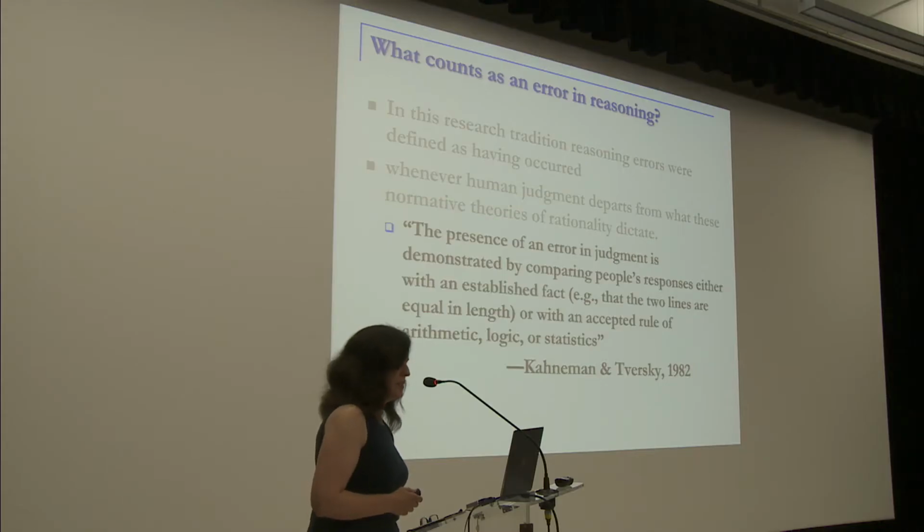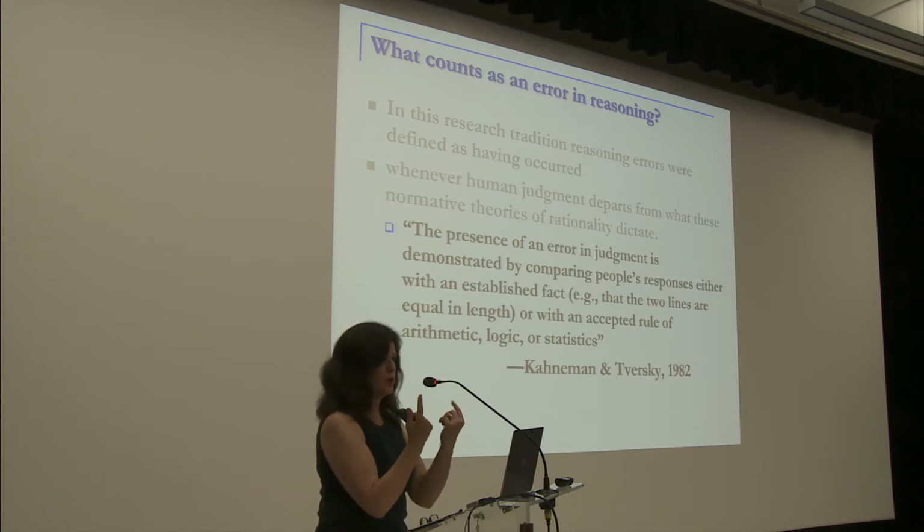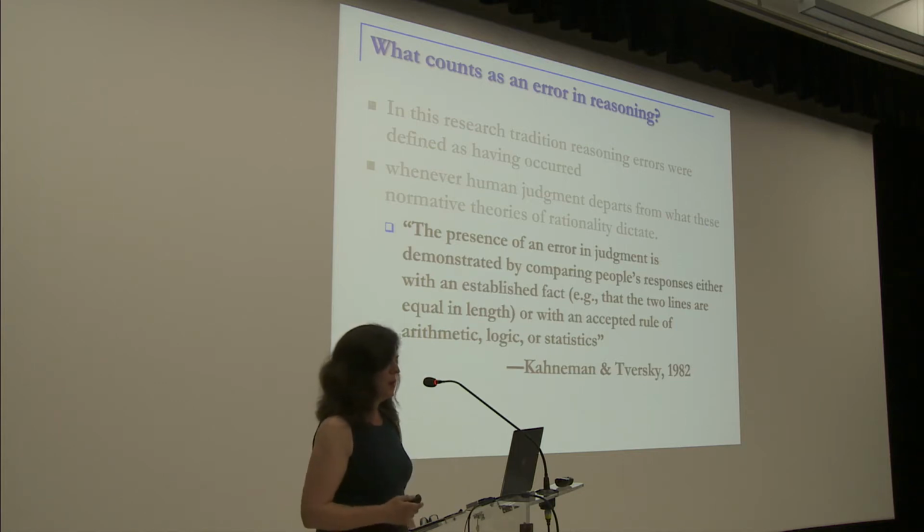theories of rationality dictate. So as Kahneman and Tversky very famously put it, the presence of an error in judgment is demonstrated by comparing people's responses either with an established fact, for example, that the two lines are equal in length, in perceptual illusions like the Muller-Lyer illusion, or with an accepted rule of arithmetic, logic, or statistics.